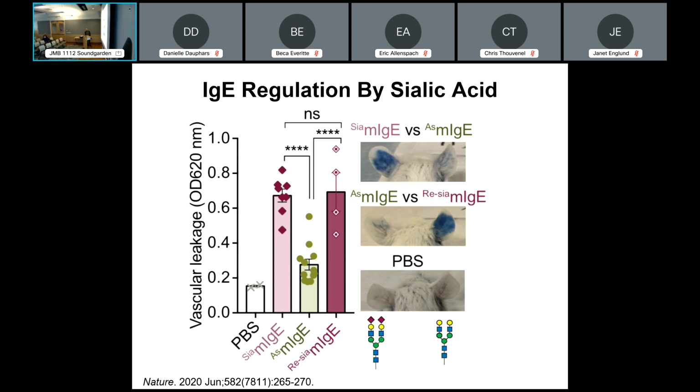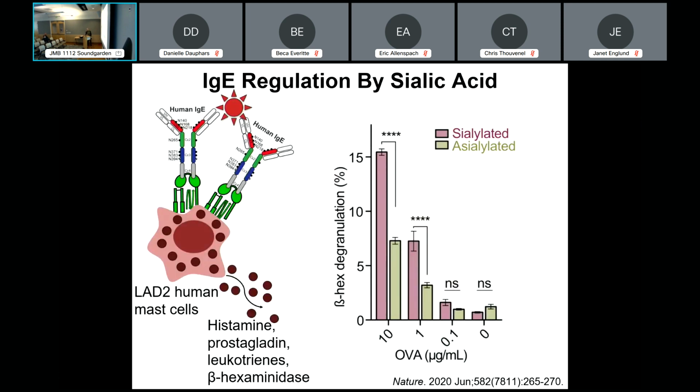And then Kai was particularly paranoid about results, so she put sialic acid back on in vitro, which is this resialylated preparation. That just restored anaphylaxis, and there's a picture of the ear right there. So this really showed that the presence or absence of sialic acid sets the threshold of anaphylaxis in vivo. It's true also for human IgE on the LAD2 mast cells. You can see when we loaded them with either sialylated or asialylated IgE and then cross-linked with the allergen ova, there's at least a twofold reduction in degranulation when we sensitized with the asialylated IgE.